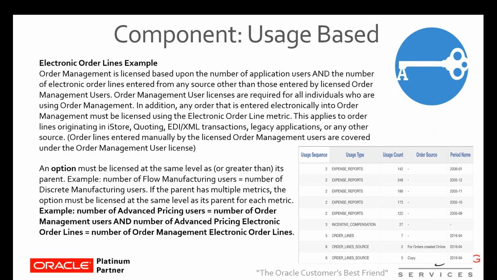So the other key thing is that an option must be licensed at the same level or greater than its parent. So an example is, order management with advanced pricing. So if I'm using order management and I'm using advanced pricing for order management, then advanced pricing users must equal the order management users. And if I'm bringing in orders electronically, then advanced pricing electronic order lines has to equal the number of order management electronic order lines. So this is how the component usage-based license metrics work. And if you look at the price list, you can see that the application users versus the electronic order lines, etc., and the various different usage-based license metrics.